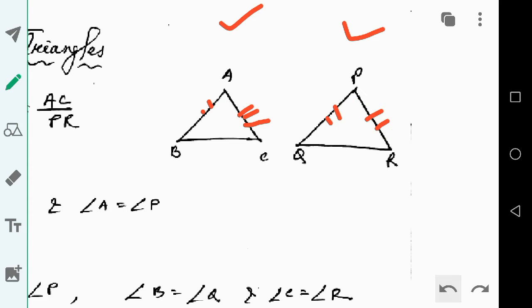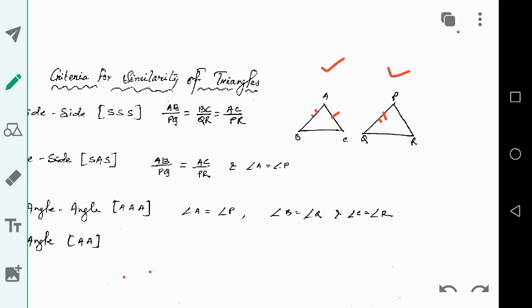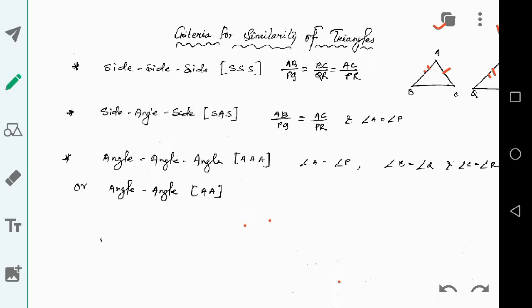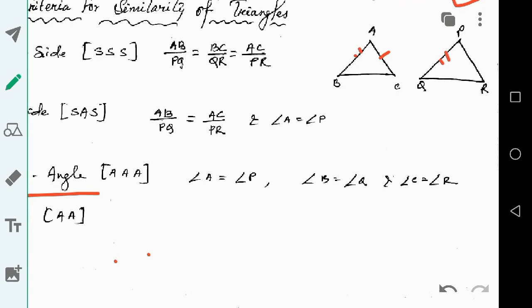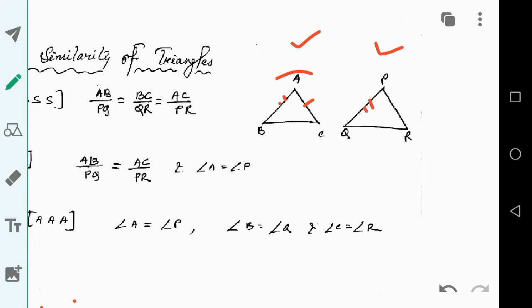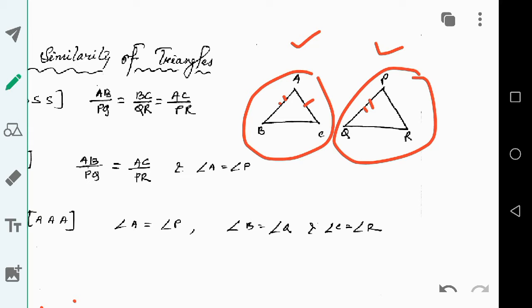And the third one is angle angle angle, that is represented by AAA. If all the three angles of one triangle are equal to the corresponding three angles of the other triangle, then these two are similar by angle angle angle, that is AAA.